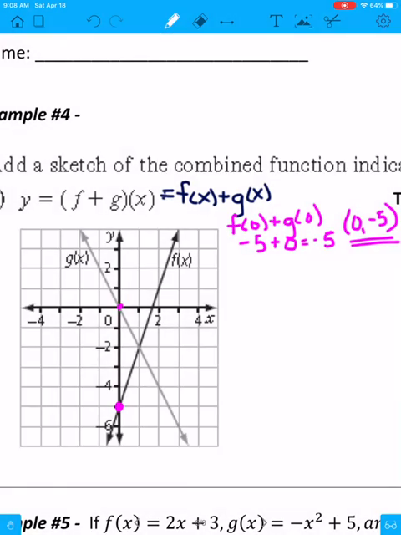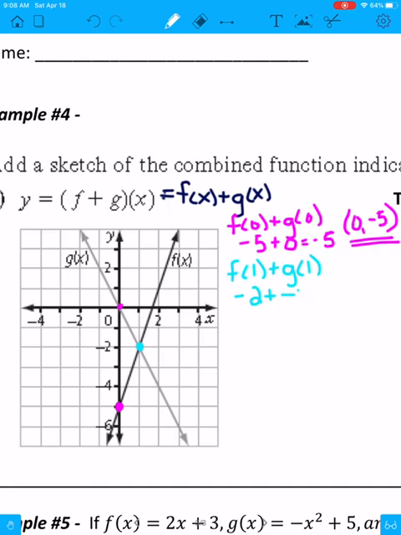Could I do 0.5? Sure. But I'm not going to. So f of 1 plus g of 1. So f at 1 has a y value of -2, and g of 1 actually has a y value of -2. So I'm going to do -2 plus -2.